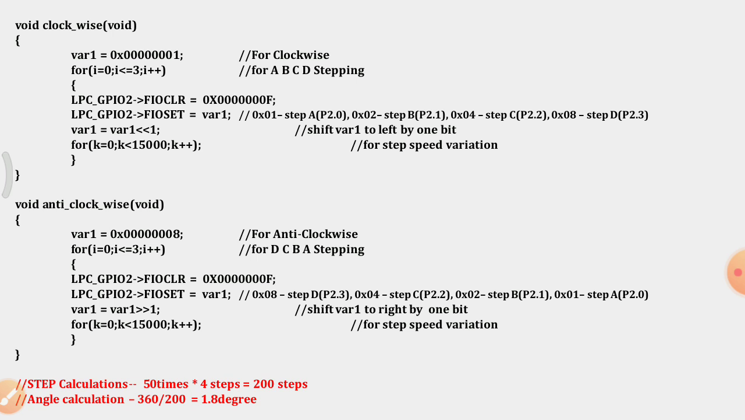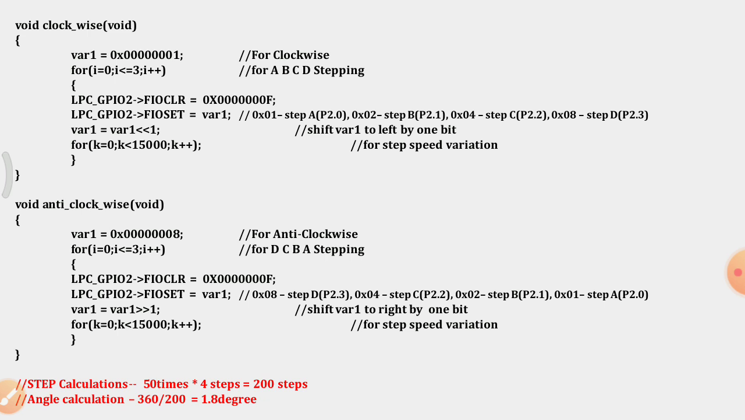So here is a look. First, I am defining the clockwise function, void clock_wise, where nil is returned. Within this, I am assigning one value to the integer variable var1. So var1 is equal to 0x00000001. Now bit 0 of this var1 is equal to 0.